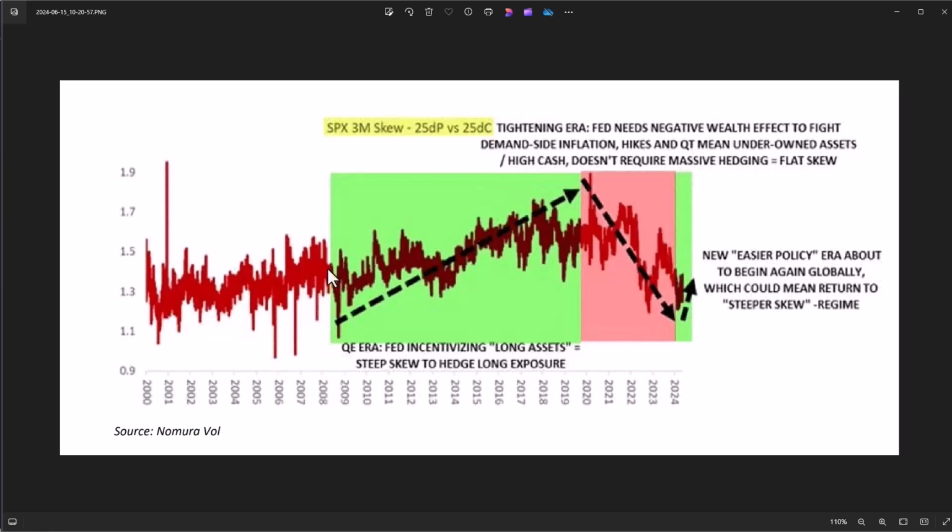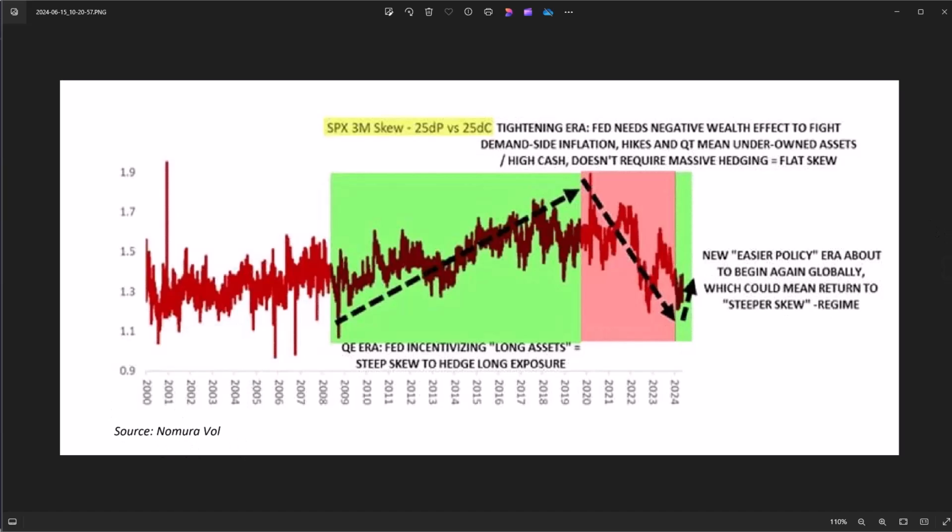But if you're looking at the skew, remember, they were tightening. And as they tighten, they don't need us. Right? They don't need us. They're not worried about us. When they're tightening, you have high cash positions, and it doesn't really require any hedging. When they go to an easing policy, which globally we've gone to an easing policy, please listen to those words. Globally, we've gone to an easing policy, which is exactly what Nomura talks about here.